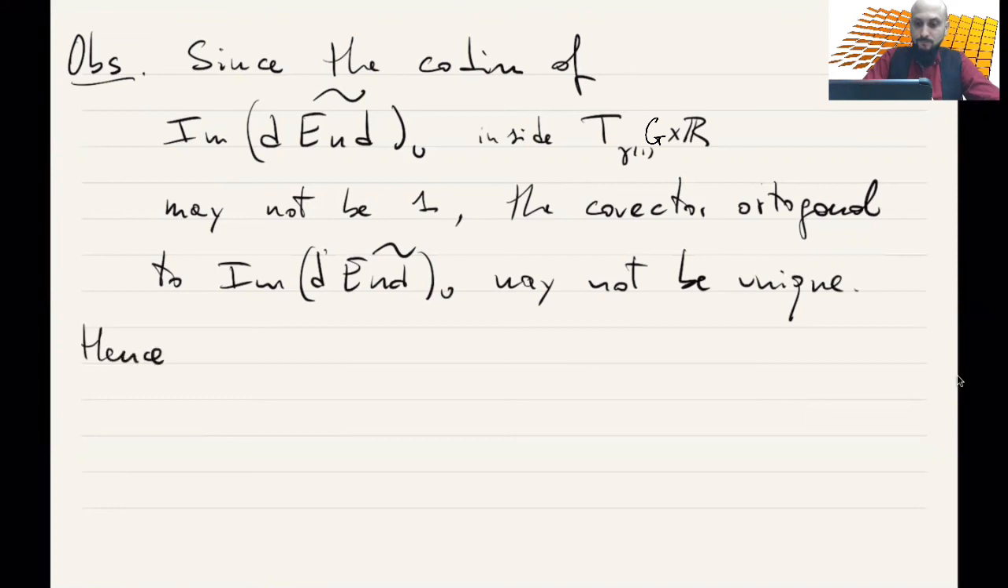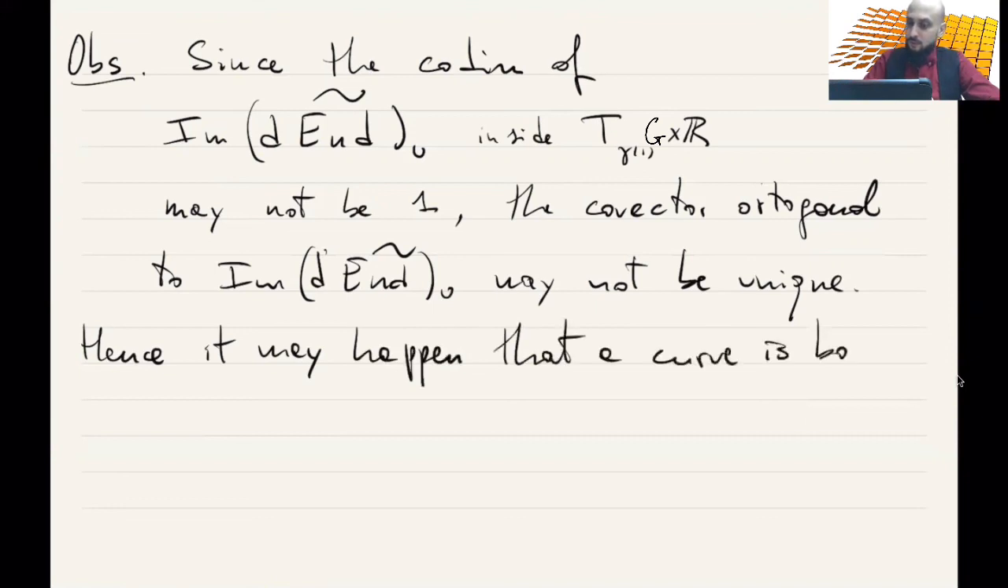Hence, it may happen that a curve is both normal and abnormal, namely satisfies both the normal equation and the abnormal equation. Okay, this is all for now about energy minimizers on groups.